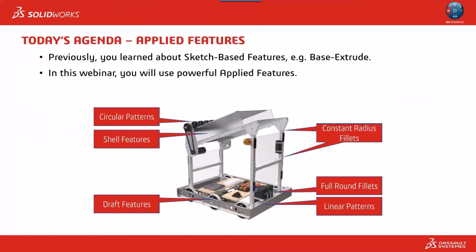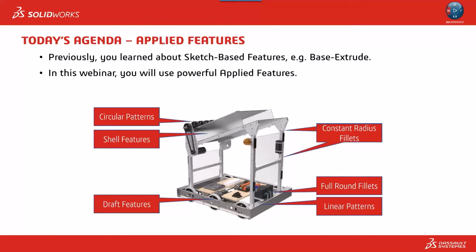Okay, so today we're going to be talking about applied features. As I mentioned earlier, a sketch-based feature like a base extrude, you have to start with a 2D sketch. You create your profile and then you extrude it, or you can use it for a revolve or a sweep or a loft. Those types of features are sketch-based features. Applied features do not need a sketch. So applied features, you select existing geometry and you make modifications to that geometry. So you select existing faces, edges, vertices, features, and then you perform operations on those.